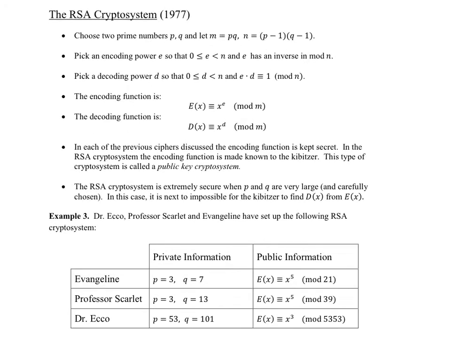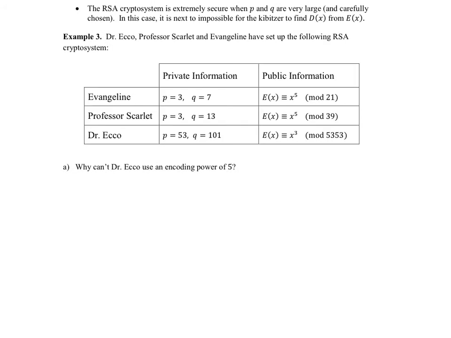So let's look at an example. Let's take the characters from our course. We've got Dr. Echo, Professor Scarlett, and Evangeline, and they've set up the following RSA cryptosystem. Over here on the right-hand side, we have public information. This information is what everyone gets to see, the whole world gets to see these encoding functions. And the idea is that there's some private hidden information on the left-hand side that only Evangeline knows.